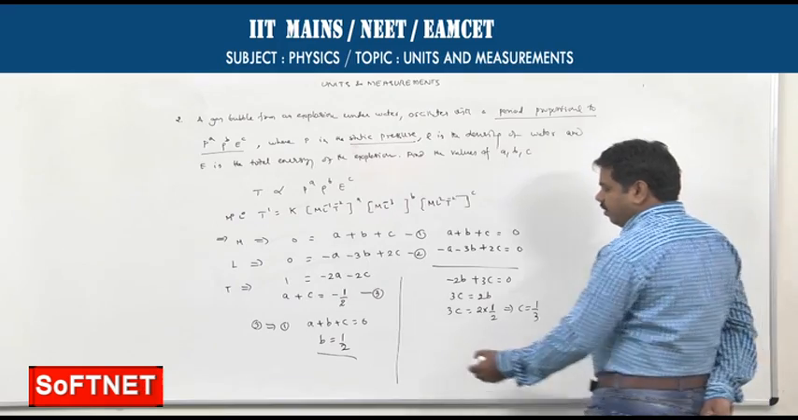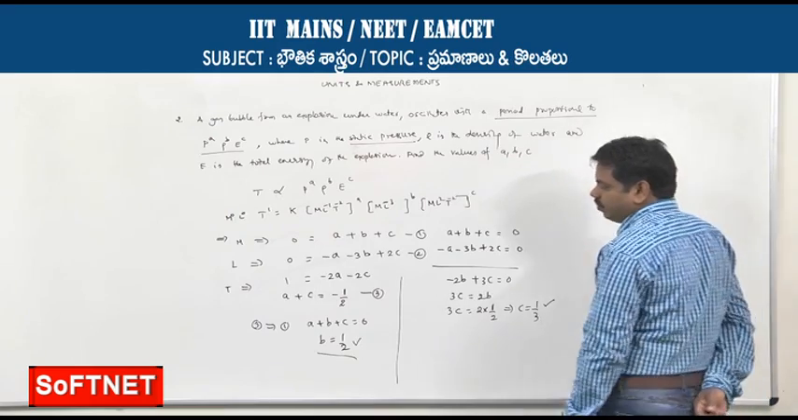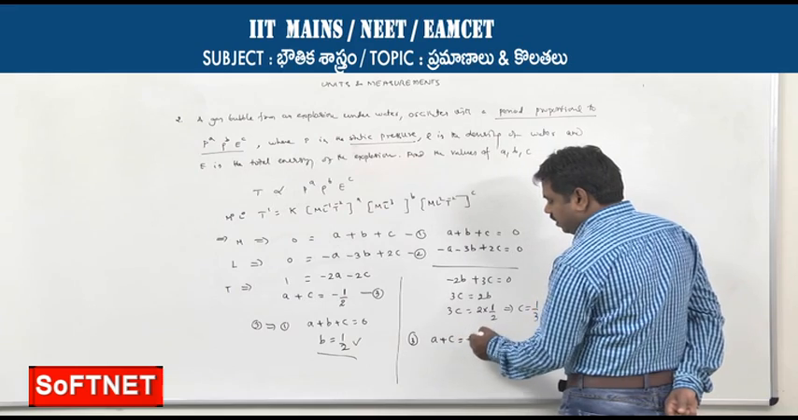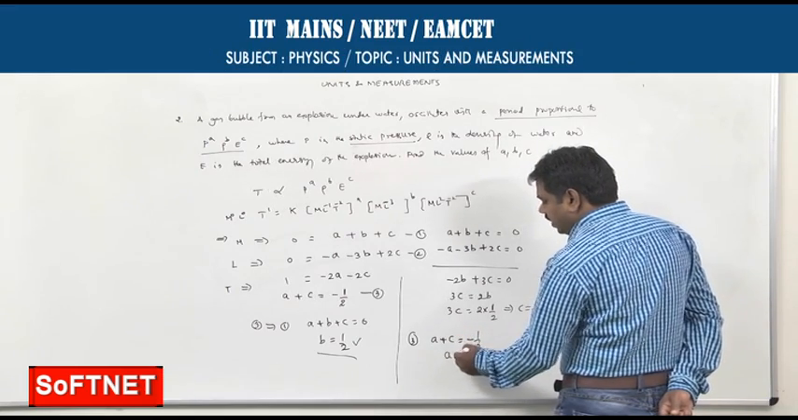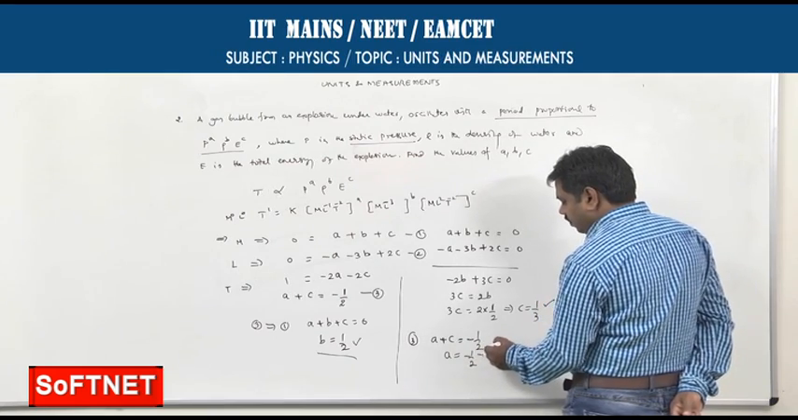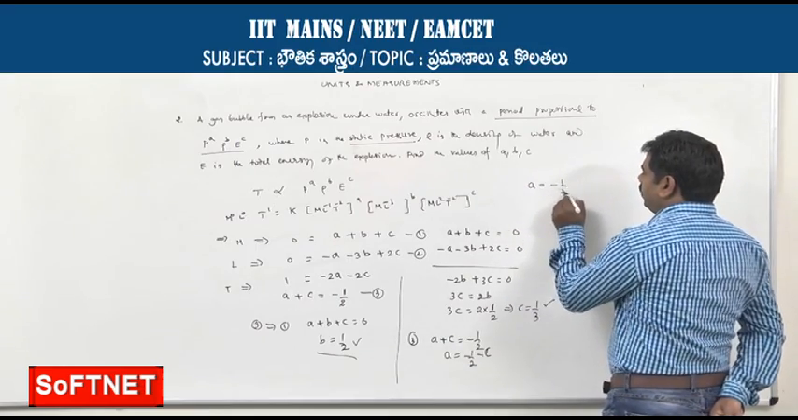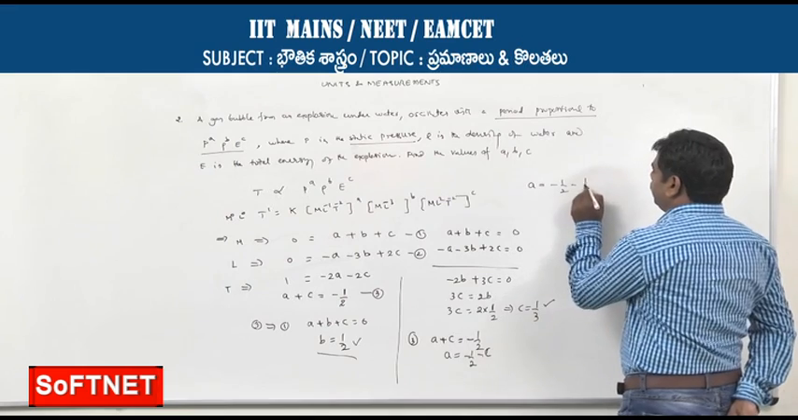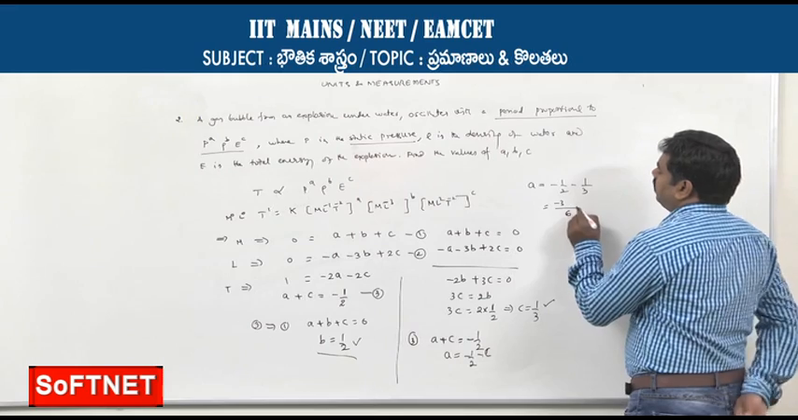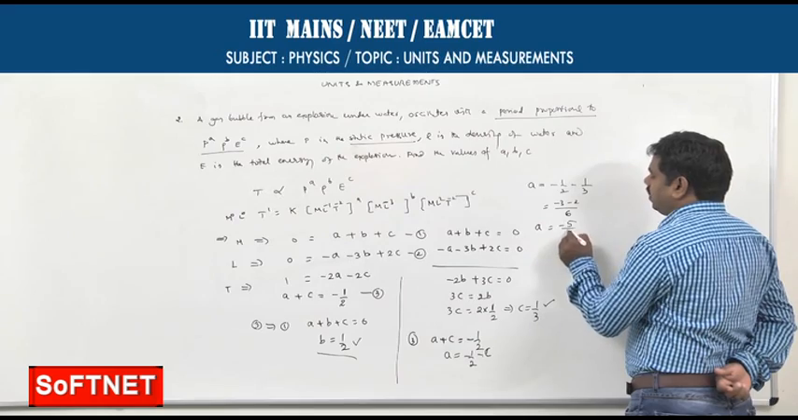When you know the value of B and also C, you can easily find out the value of A. From the third relation you get A plus C is equal to minus 1 by 2, that is A is equal to minus 1 by 2 minus C. Substituting C as 1 by 3, this is equal to minus 3 by 6 minus 2 by 6, that is A is equal to minus 5 by 6.